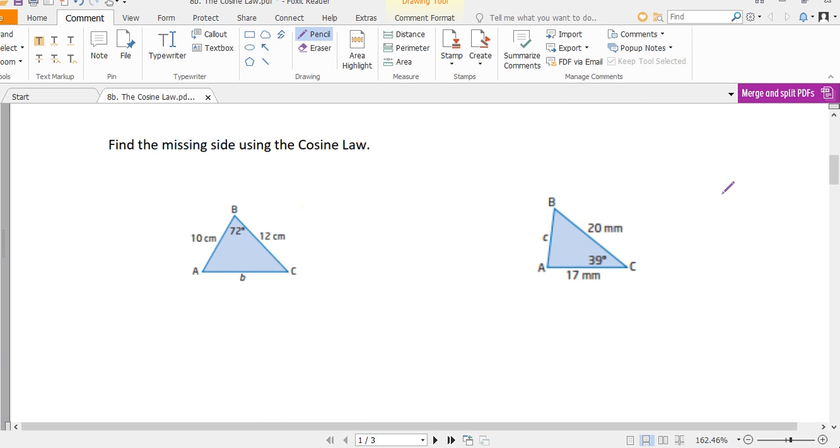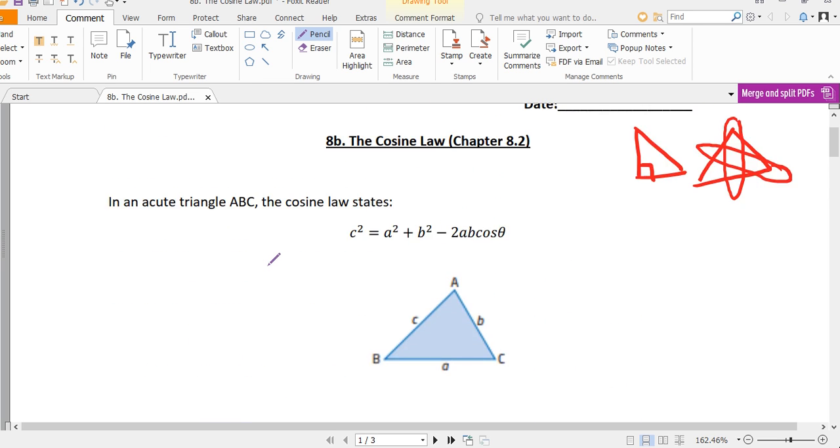So for example, if I tried the sine law in this question, well, what happens? I can link these two together because I know I need to find b. Can I link these two? No. Can I even find this angle? I cannot, because I don't have this angle, which means I can't link these two. And that is where the cosine law comes in.